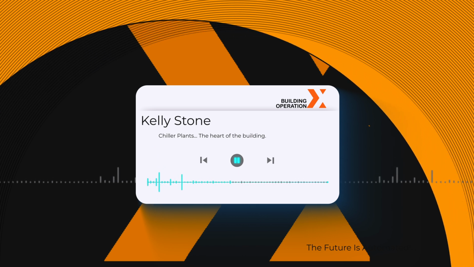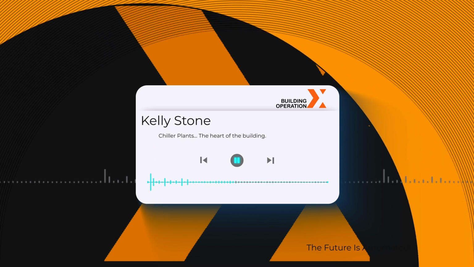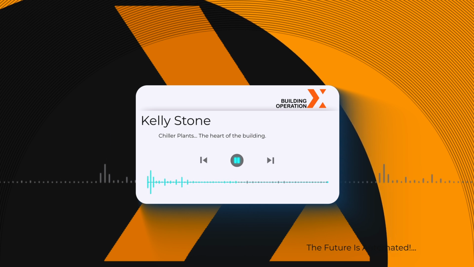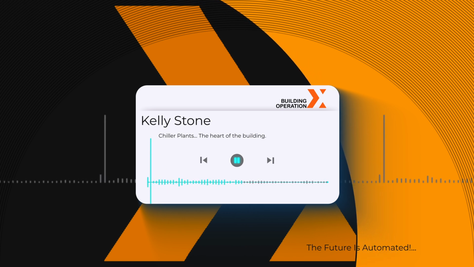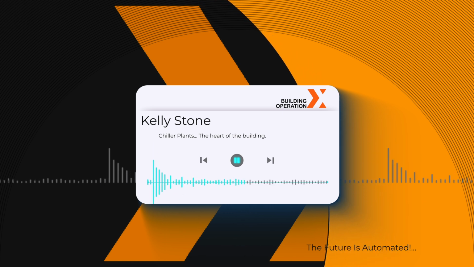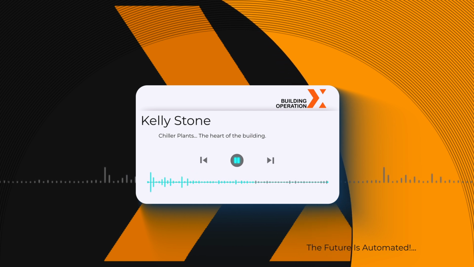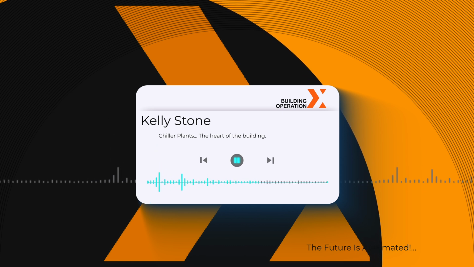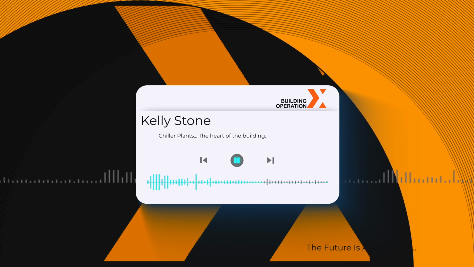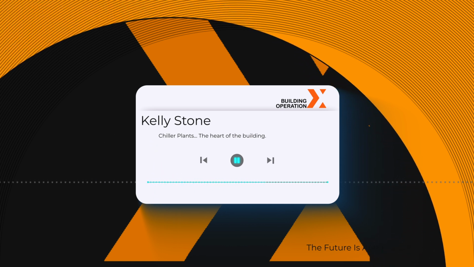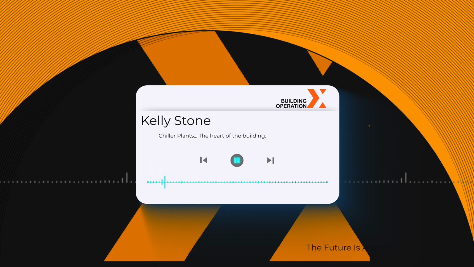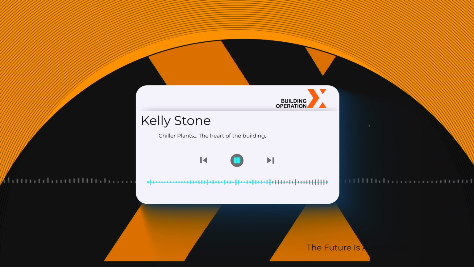So what comes next? Once you have that solid baseline understanding, you can start identifying those areas that are ripe for improvement. This is where those performance benchmarks and rules of thumb really come in handy. Compare your current performance to industry standards and see where you have room to grow. So it's like having a roadmap for energy efficiency. We know where we are and we have our destination in mind.